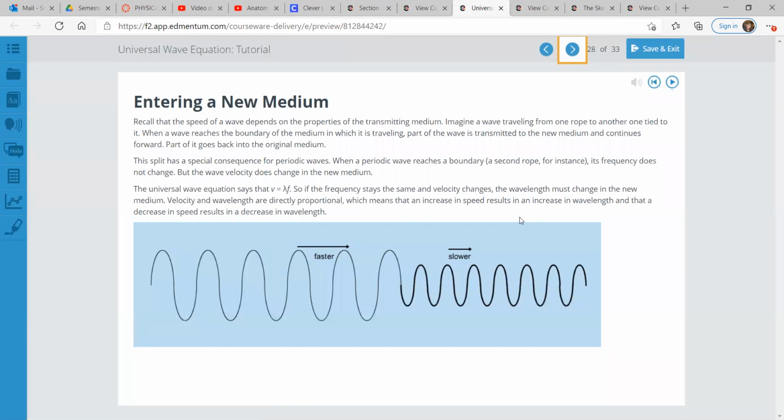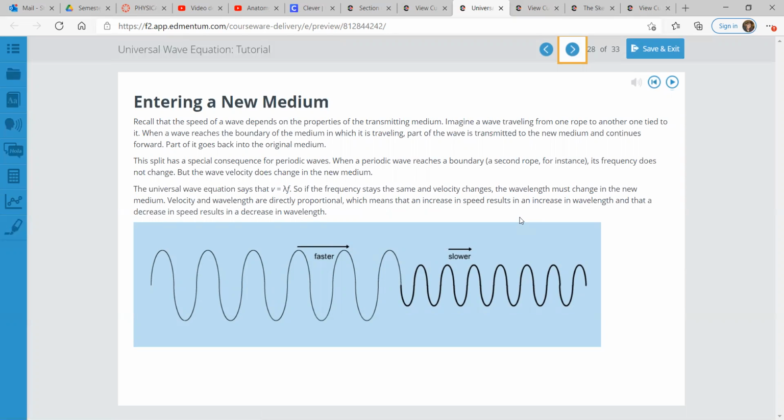Now, what happens when you go from one medium to another? Imagine a wave is traveling from one rope to another one tied to it. When a wave reaches the boundary of the medium in which it is traveling, part of the wave is transmitted to the new medium and continues forward. Part of it goes back into the original medium.